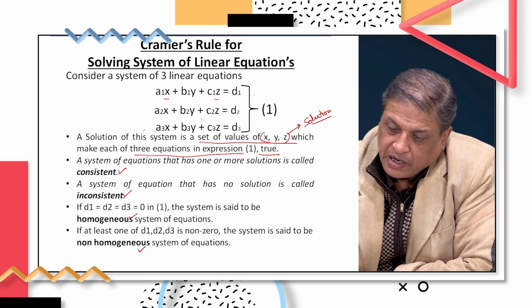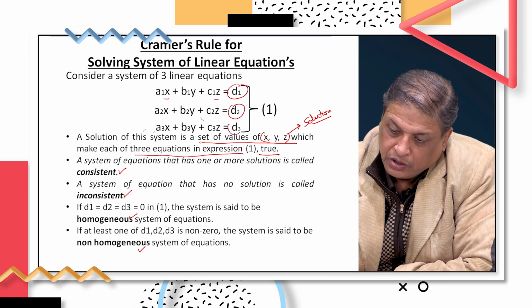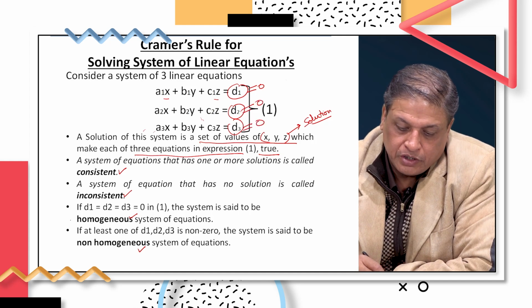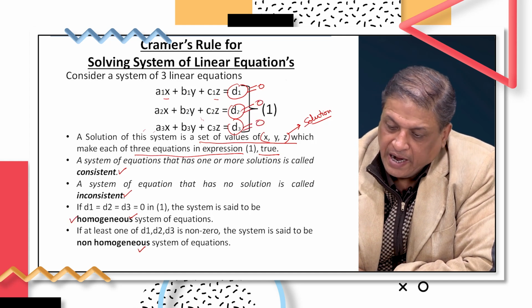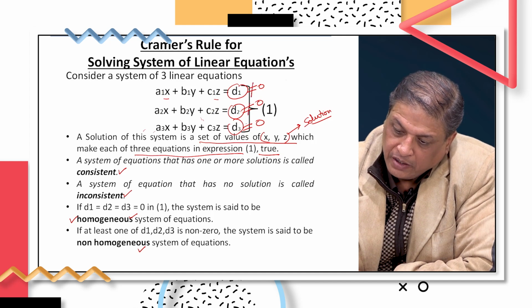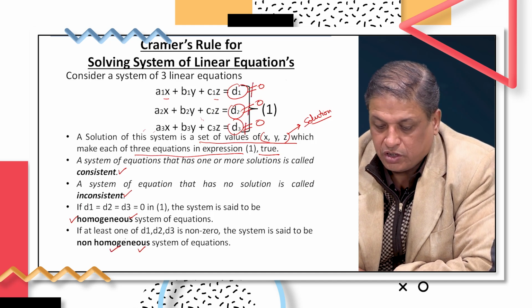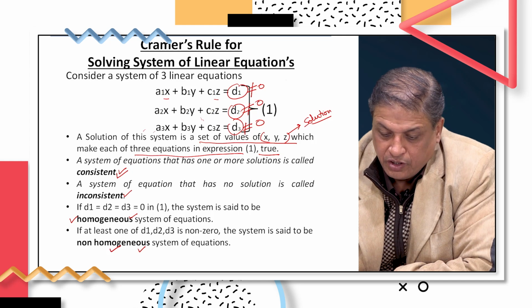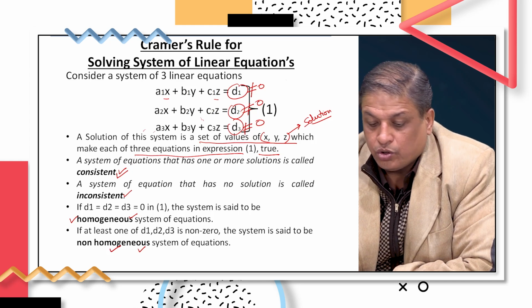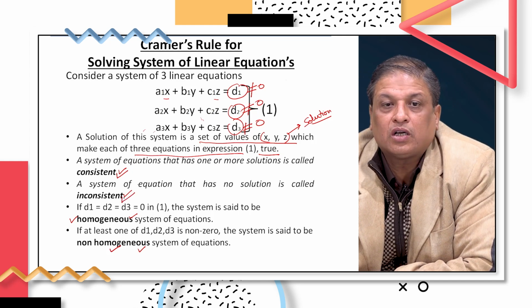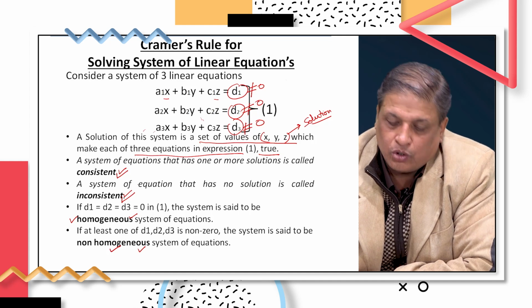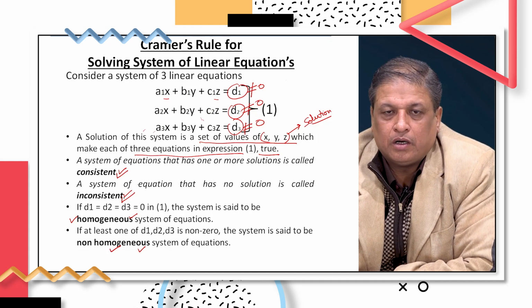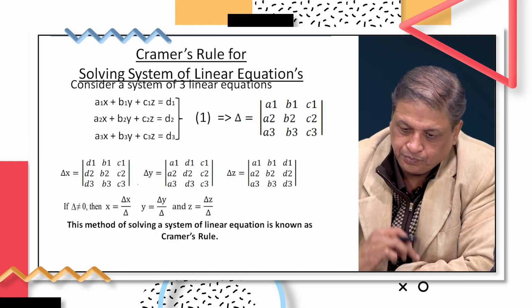Now, if the right side of the equations d1, d2, d3 is 0, then such a system of equations is a homogeneous system of equations. And if they are not equal to 0, then it is a non-homogeneous system of equations. Apart from this, a system of equations which has one or more solutions is called a consistent system of equations, and a system which has no solution is inconsistent. We will learn about the consistent, inconsistent, homogeneous and non-homogeneous terms in the subsequent slides.